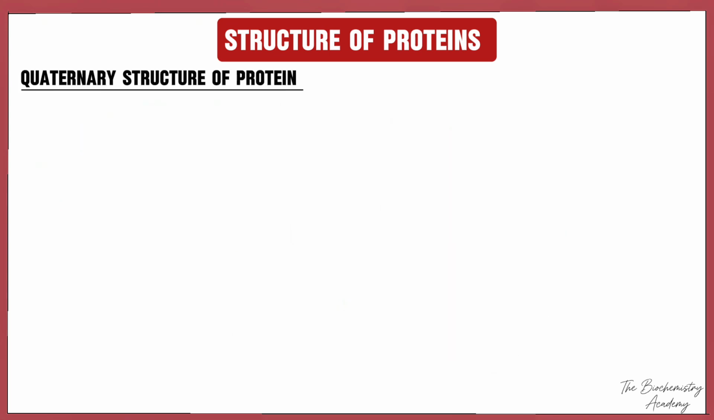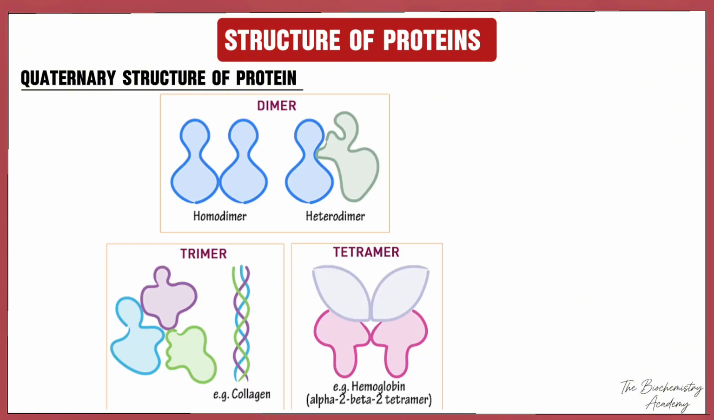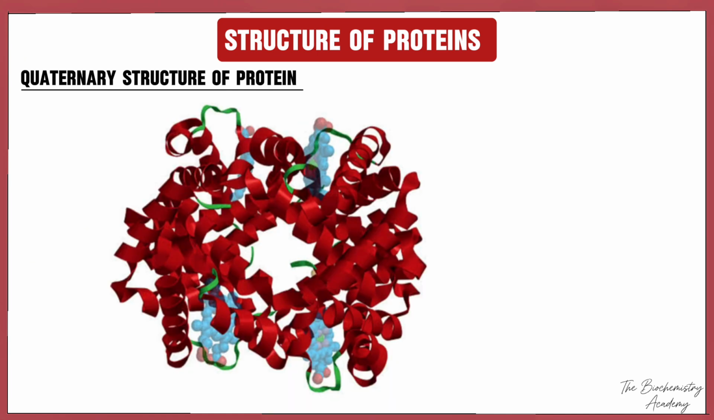Next is the quaternary structure of protein. Now, the tertiary structures of protein that were formed can further interact with other tertiary structures of protein to form dimers, trimers, tetramers, and so on. The structure which is then formed is called the quaternary structure. Most of the proteins in our cells have a quaternary structure.